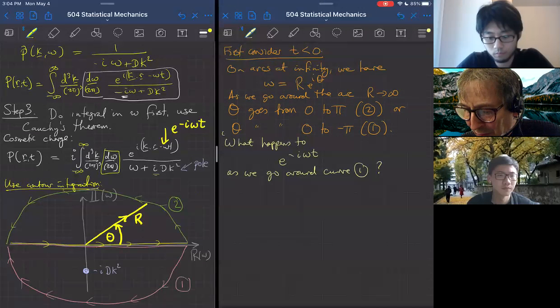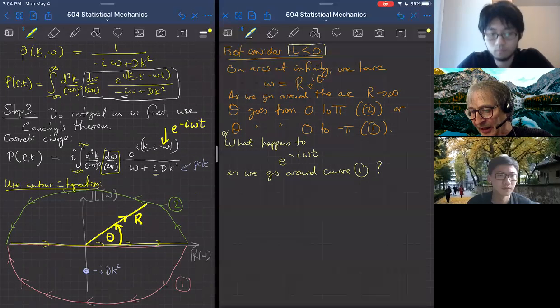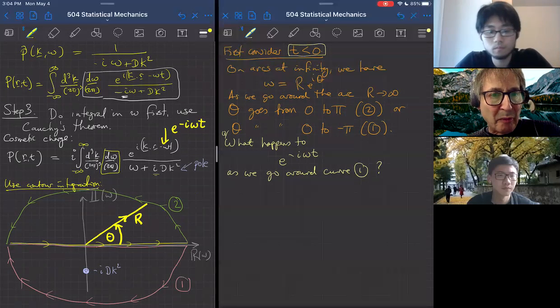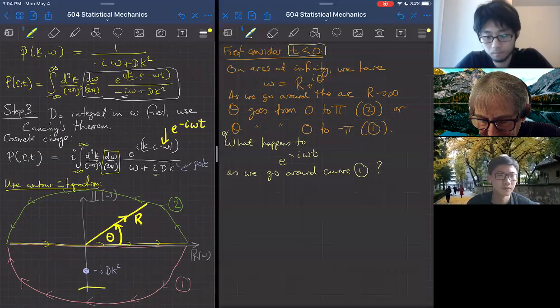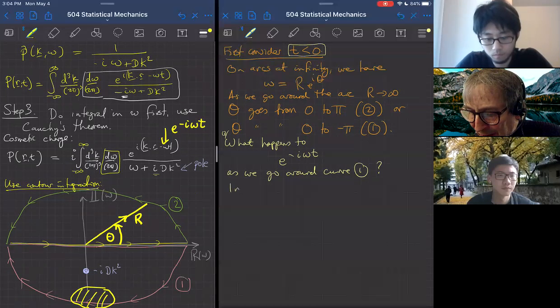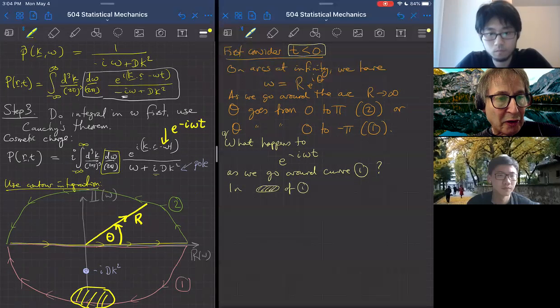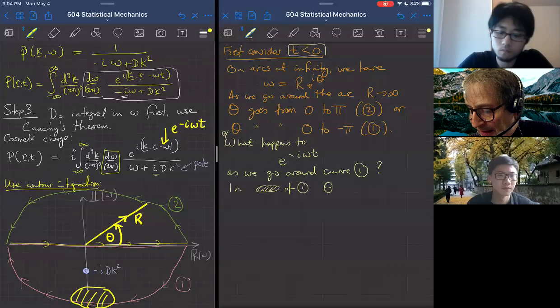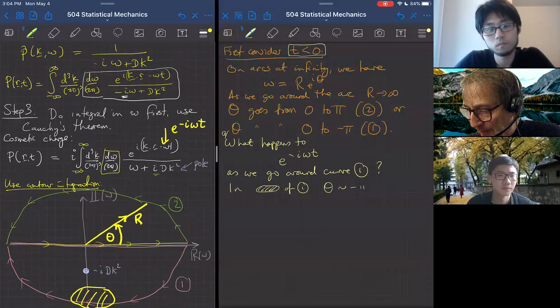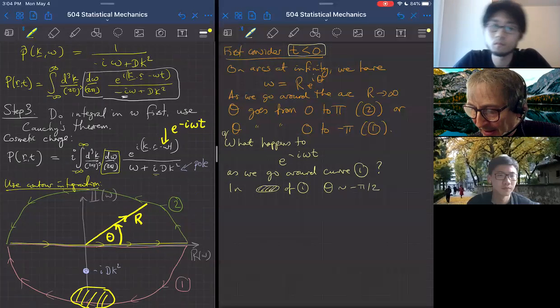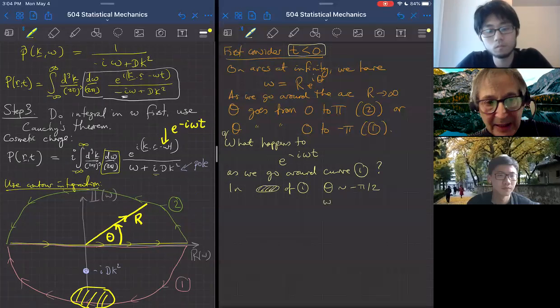So we can do this. Remember, we're keeping t less than 0, so t is now just a number, -5 or something like this. And now we're going to go around contour number 1. When we get to the bottom, in the shaded region of contour number 1, theta is basically minus pi over 2, and therefore omega is basically minus I r.